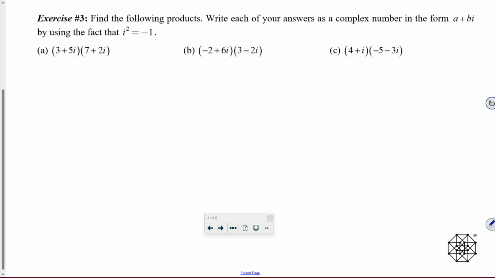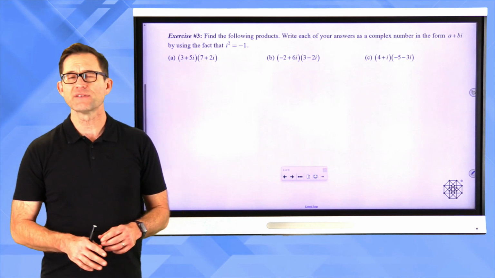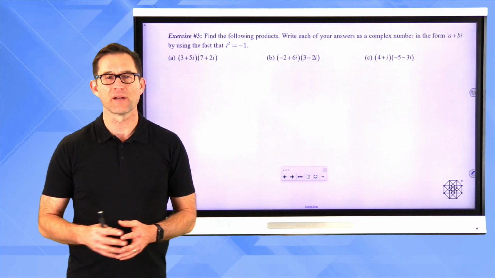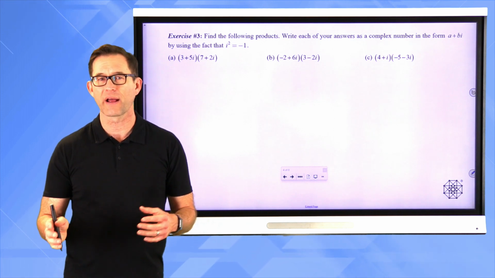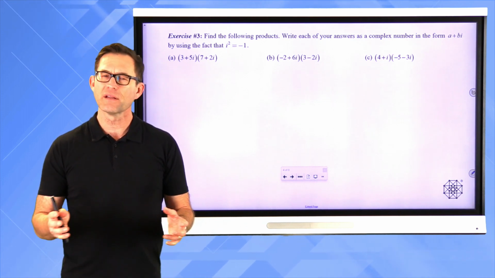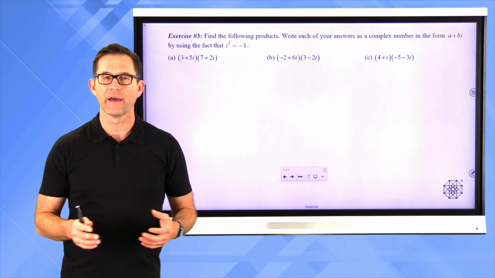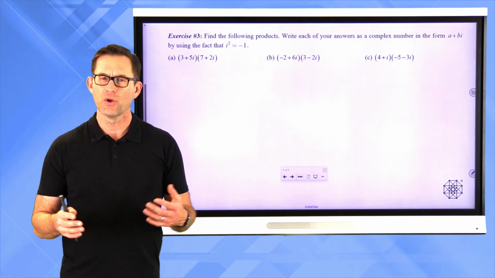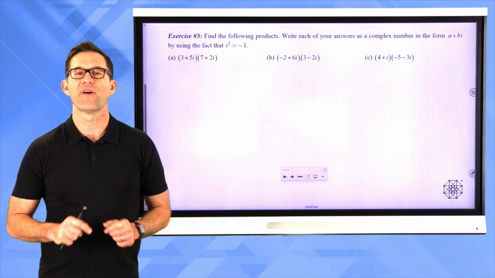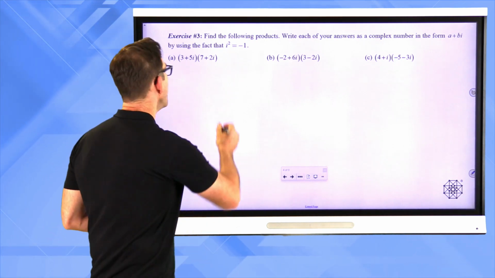Find the following products. Write each of your answers as a complex number in the form a plus bi by using the fact that i squared is negative 1. All right, so it's very clear that when I add two complex numbers, I get a complex number. When I subtract them, I get a complex number. But it's a little bit weird that when you would multiply two complex numbers together, that you would also get a complex number. But in fact, you do because of this fact.